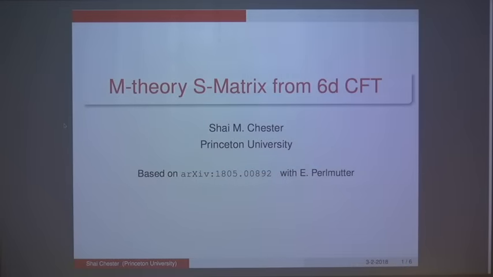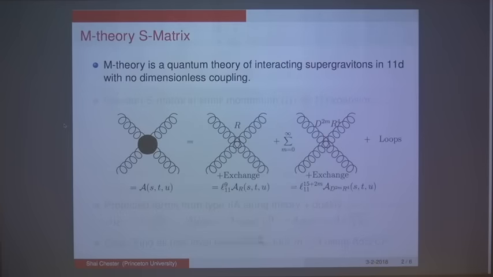My talk is on the M-theory S-matrix from 6d conformal field theory. So M-theory is a quantum theory of interacting supergravitons in 11 dimensions with no dimensionless coupling. A basic quantity of interest is the graviton S-matrix, which you can expand for small momentum, i.e. small 11D Planck length, which you write as l_11.